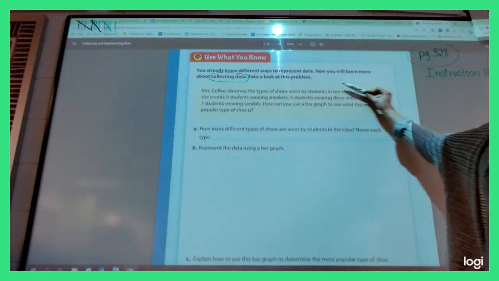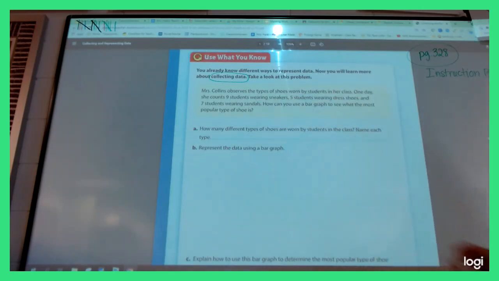So I need someone to read about Mrs. Collins. Noah, nice and loud. Mrs. Collins observes the types of shoes worn by students in her class. One day she counts 9 students wearing sneakers, 5 students wearing dress shoes, and 7 students wearing sandals. How can you use a bar graph to see what the most popular type of shoe is? Okay, we'll make a bar graph. Bar graphs are fun to make, okay?